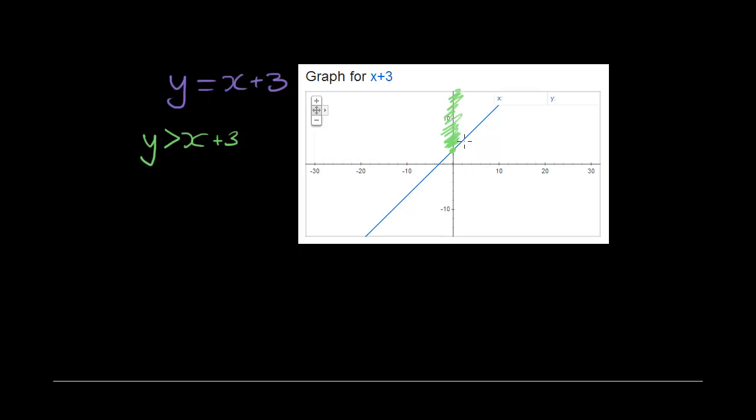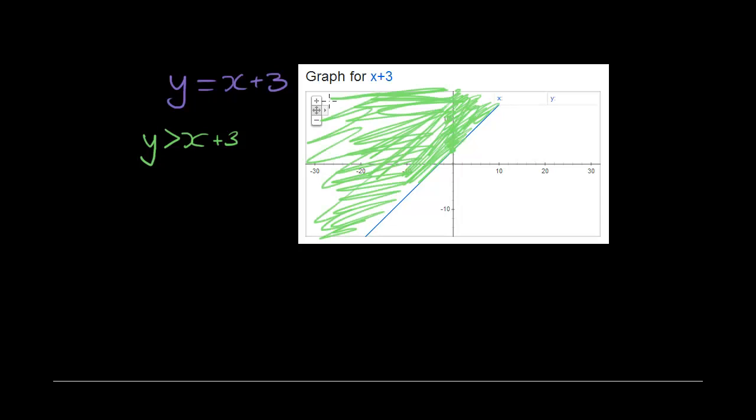In other words, we're going to highlight above every single dot on this line. So we have to highlight this whole area. Anywhere above the line, we have to highlight it. We don't highlight this little bit here on the line. So that would be the graph of y is bigger than x plus 3. So that's how you graph inequalities.